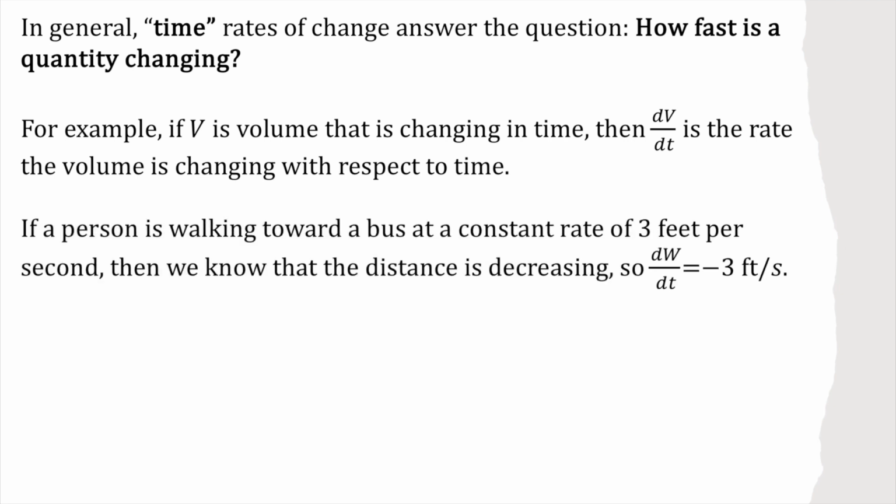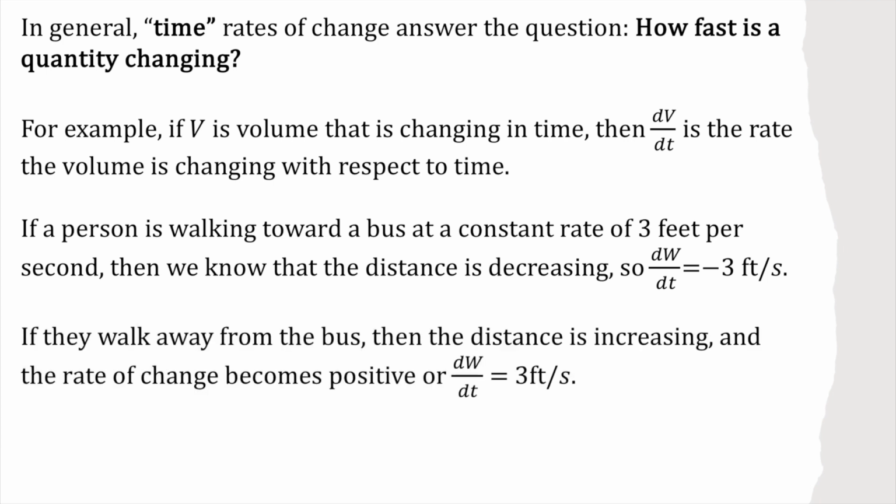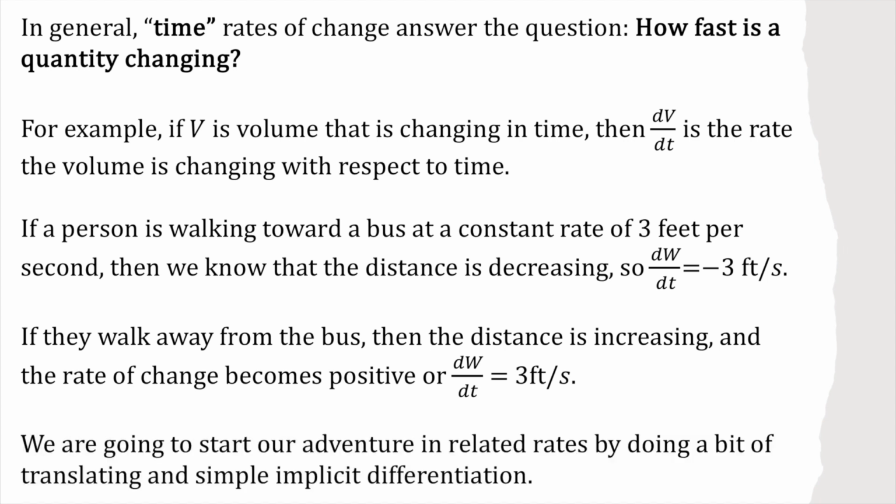If a person is walking towards a bus at a constant rate of 3 feet per second, then we know the distance is decreasing. So dW/dt would be negative 3 feet per second. If they walk away from the bus, then the distance is increasing and the rate of change becomes positive, or dW/dt equals 3 feet per second. We're going to start our adventure in related rates by doing a bit of translating and some simple implicit differentiation to get you warmed up.